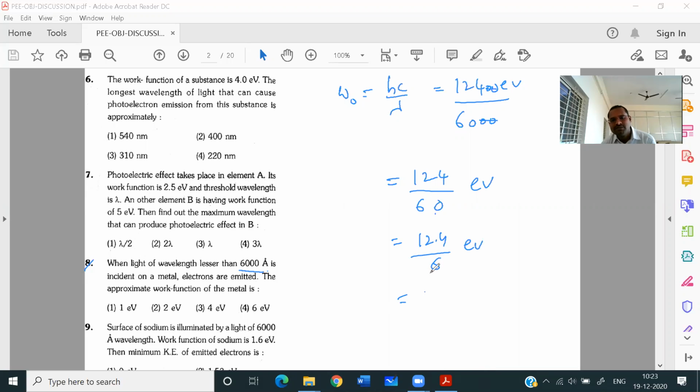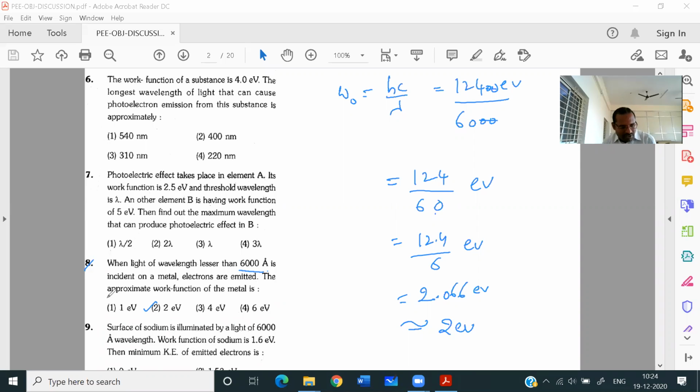Now 6 2s are 12, 4 is there. Okay, 6 into 4, 0.40 is there. 6 6s are 36. Again 6 will come, electron volt. So it is approximately equal to 2 electron volt. Yes, here option 2 is there.